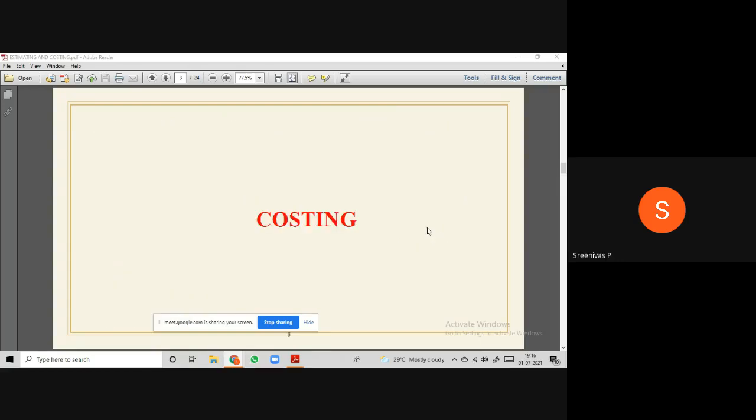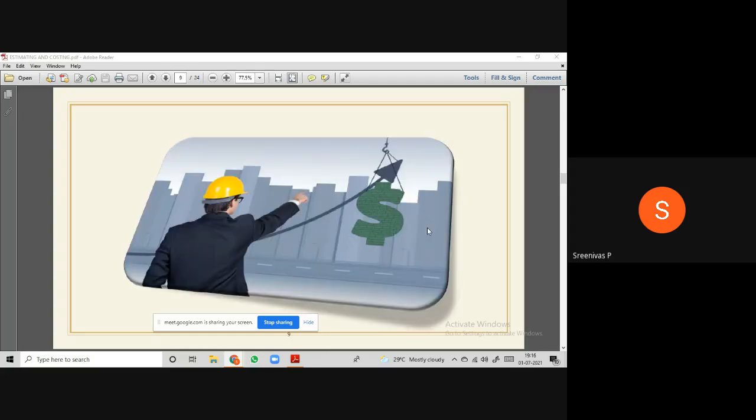So the next one: estimating is completed. Next, costing, after estimating. After estimation, here the real picture can be observed. In costing, we must try to analyze the cost of the component which is going to be manufactured.